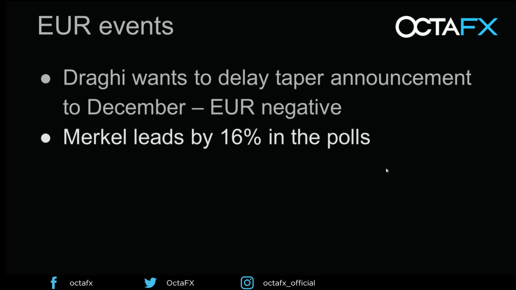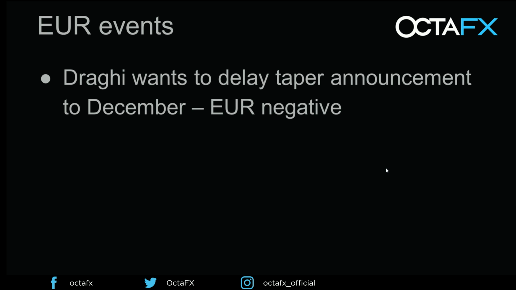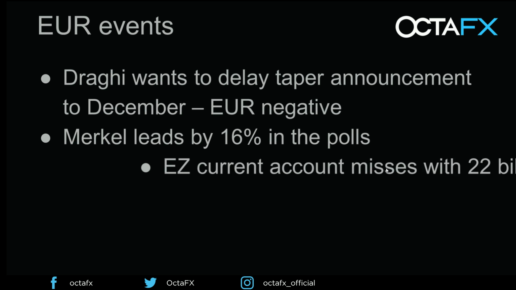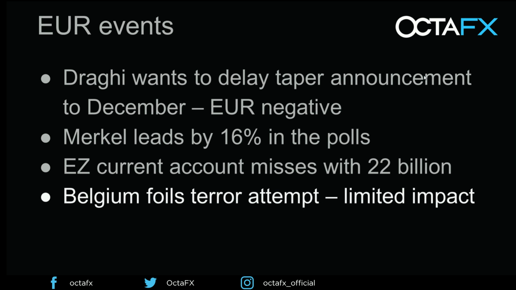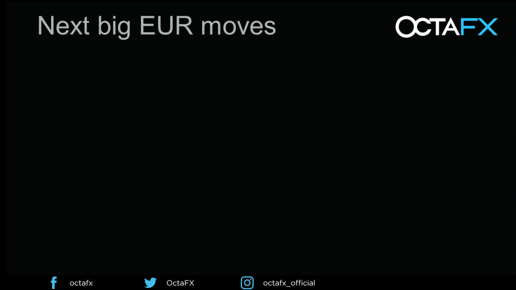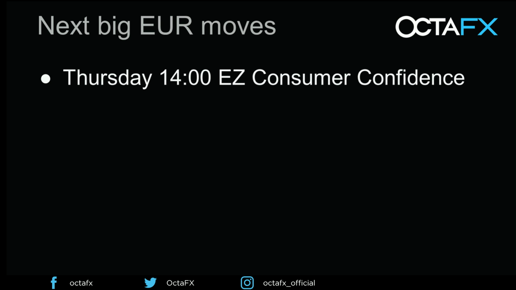On the other hand, politics, well, looks good in the eurozone. Merkel, German Chancellor, leads with 16% in the polls. Markets like her. And other figures, well, again, we didn't have top-tier figures, but the current account in the eurozone missed with 22 billion, but this is a surplus. And we had an attempt for a terror attack in Belgium. It had a limited impact. It didn't succeed, luckily.